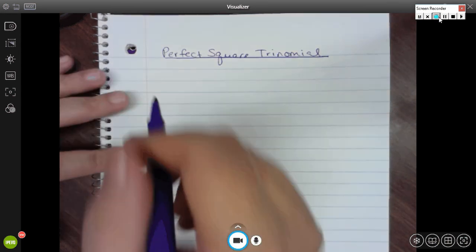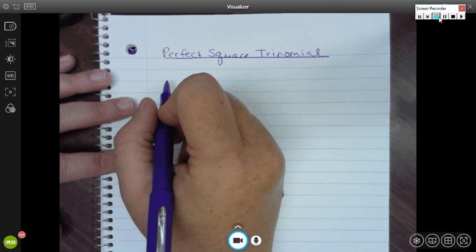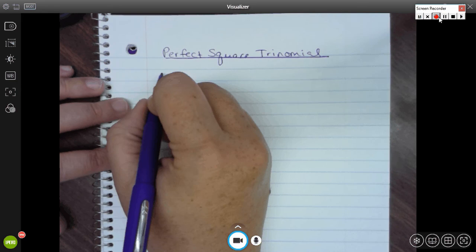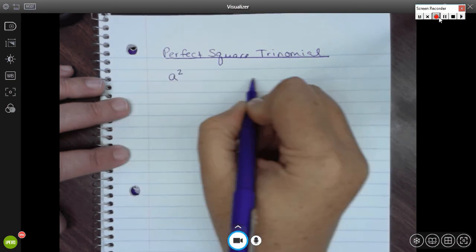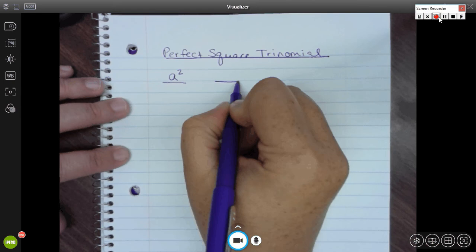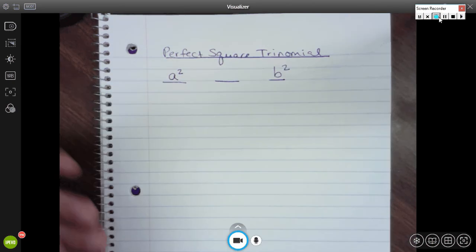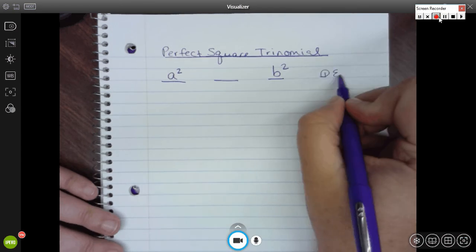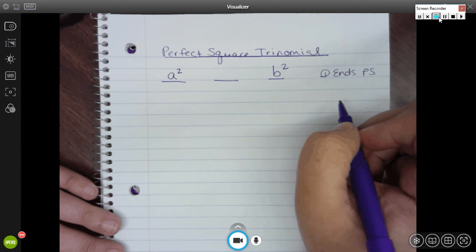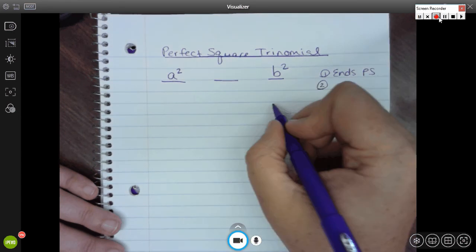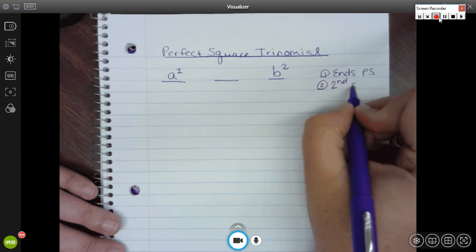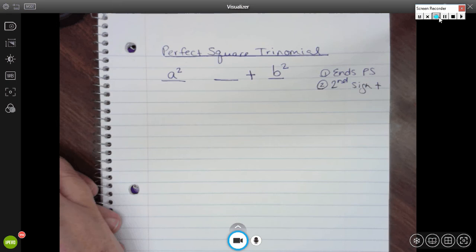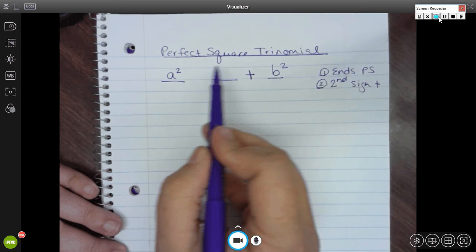Okay, a perfect square trinomial has 3 criteria that it has to meet. Trinomial means 3 pieces, right? It also has 3 criteria. The ends, remember I told you 3 pieces, have to be perfect squares. That's criteria number 1. The second thing is that the second sign has to be a plus. This sign must be plus. Now notice I didn't say anything about this sign. The second sign has to be plus.